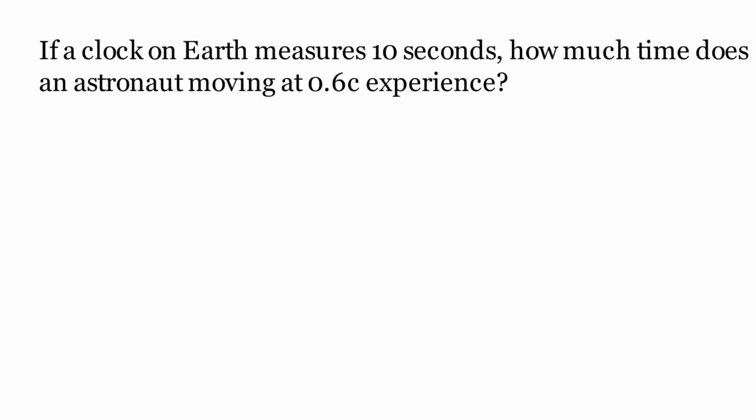If a clock on Earth measures 10 seconds, how much time does an astronaut moving at 0.6 c experience? Letter A. 10 seconds. Letter B. 8 seconds. Letter C. 6 seconds. Letter D. 4 seconds.